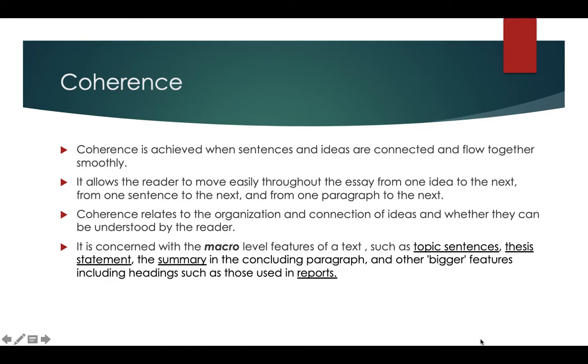The point to note here is that it deals with macro level features of a text, like the topic sentence, thesis statement, summary, and the concluding paragraph, and other bigger features, including headings such as those used in reports. So it deals with whether the sentences are properly organized in a paragraph. And when we talk about an essay or an article, coherence means that we are going to see if all the paragraphs are connected together in a logical manner.